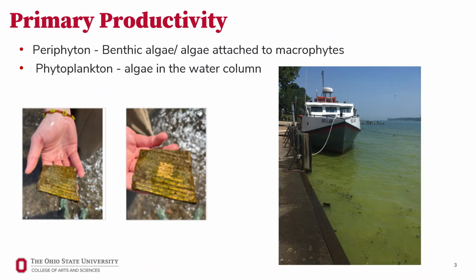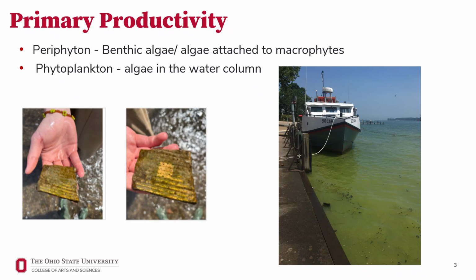We will be looking at two different measures of algal biomass in this class. The first is periphyton, which is defined as benthic algae or algae attached to macrophytes. The photos on the left show a rock covered in periphyton, as well as a square where a scientist removed a known area of periphyton for study.